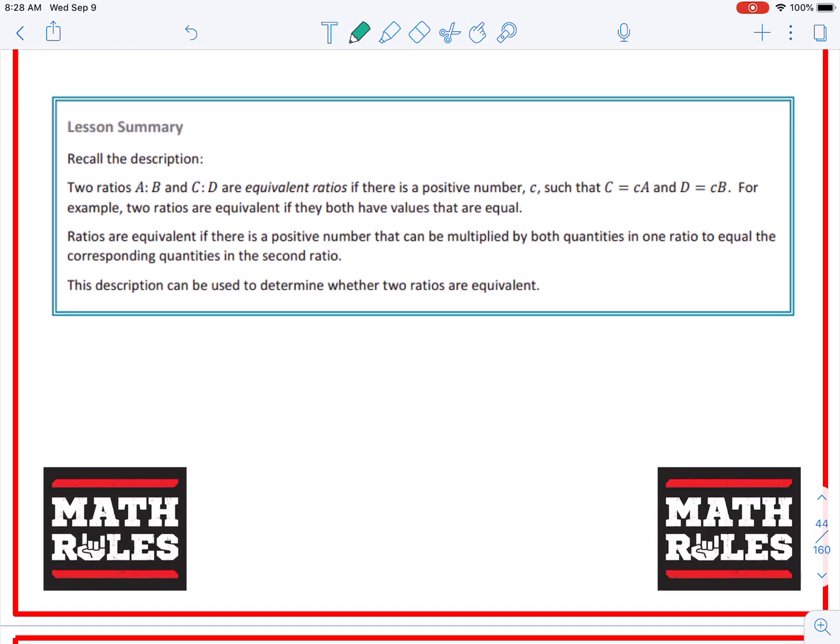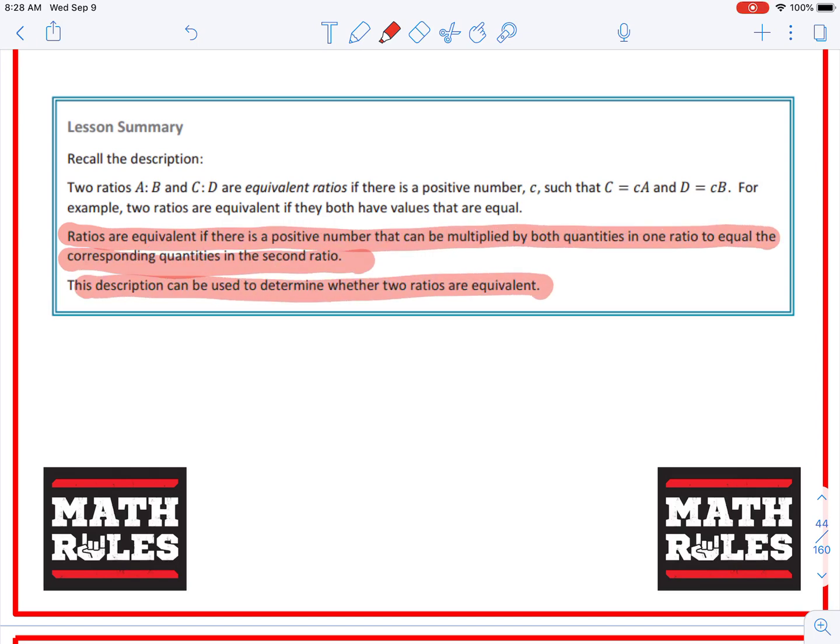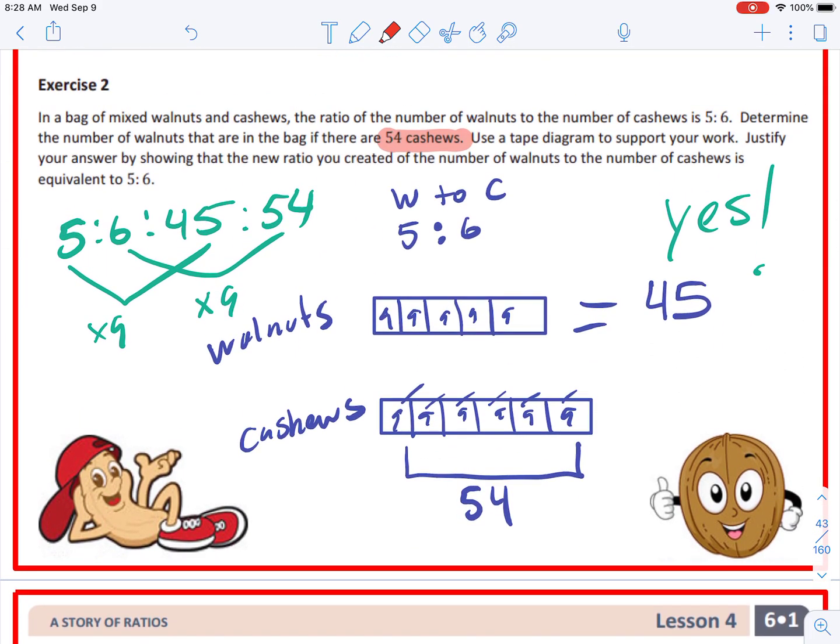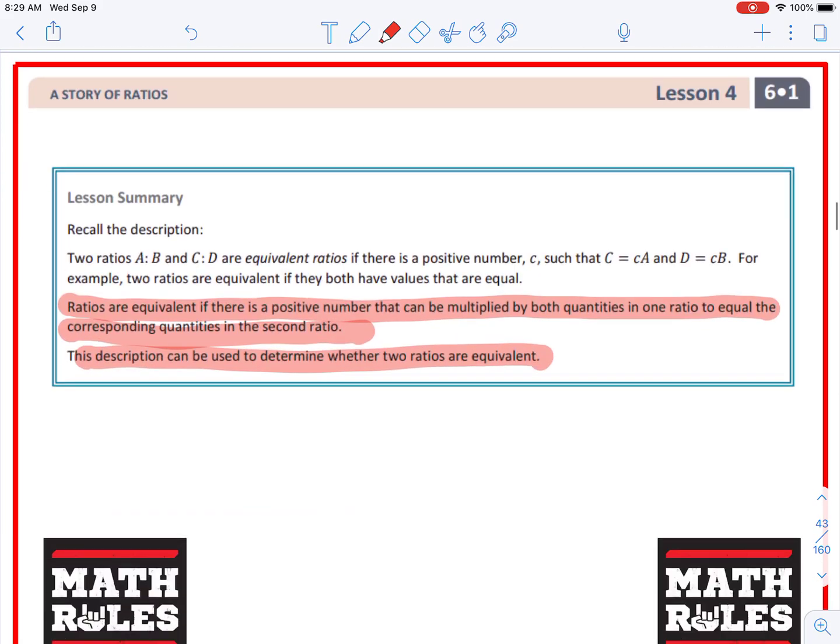Alright guys, the lesson summary, I'm going to focus on the second part here. Ratios are equivalent if there is a positive number that can be multiplied by both quantities in one ratio to equal the corresponding quantities in the second ratio. This description can be used to determine whether 2 ratios are equivalent. So when on an assignment, if it's asking you for the description of equivalent ratios, I want to see this, okay? And if it asks you for a diagram, I want to see a tape diagram, or I want to see a table, okay?